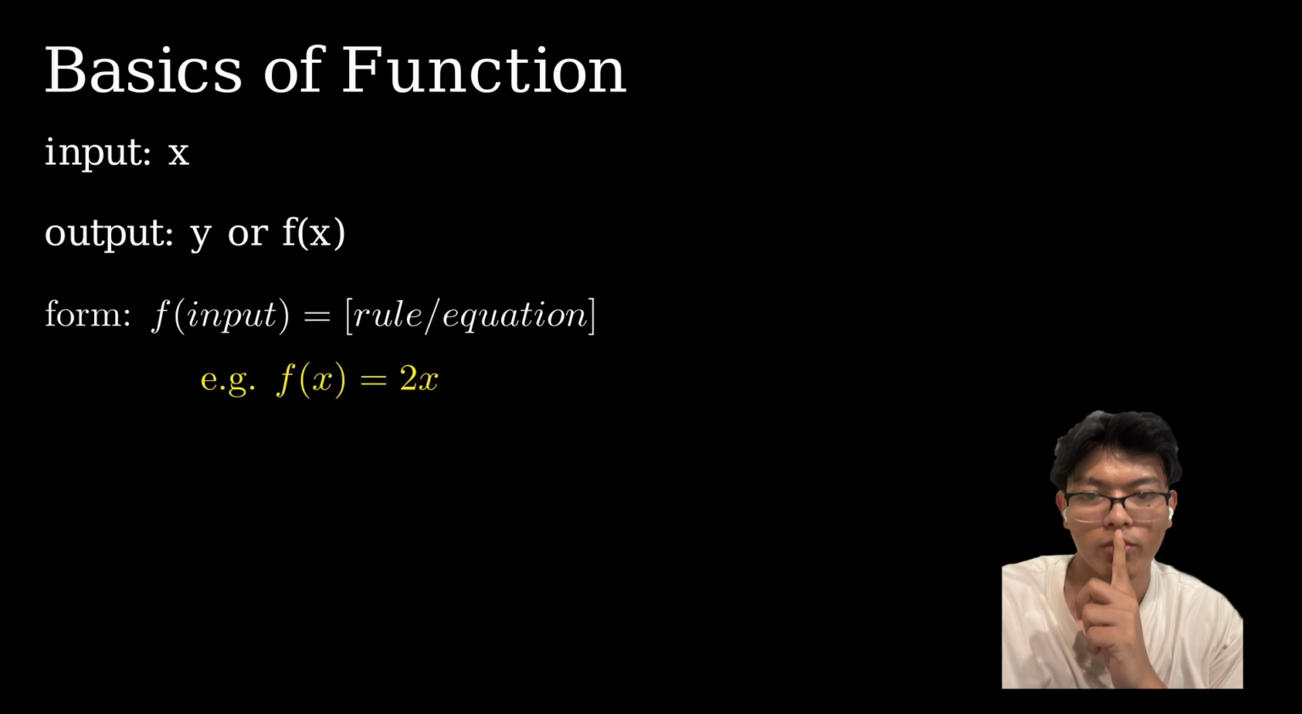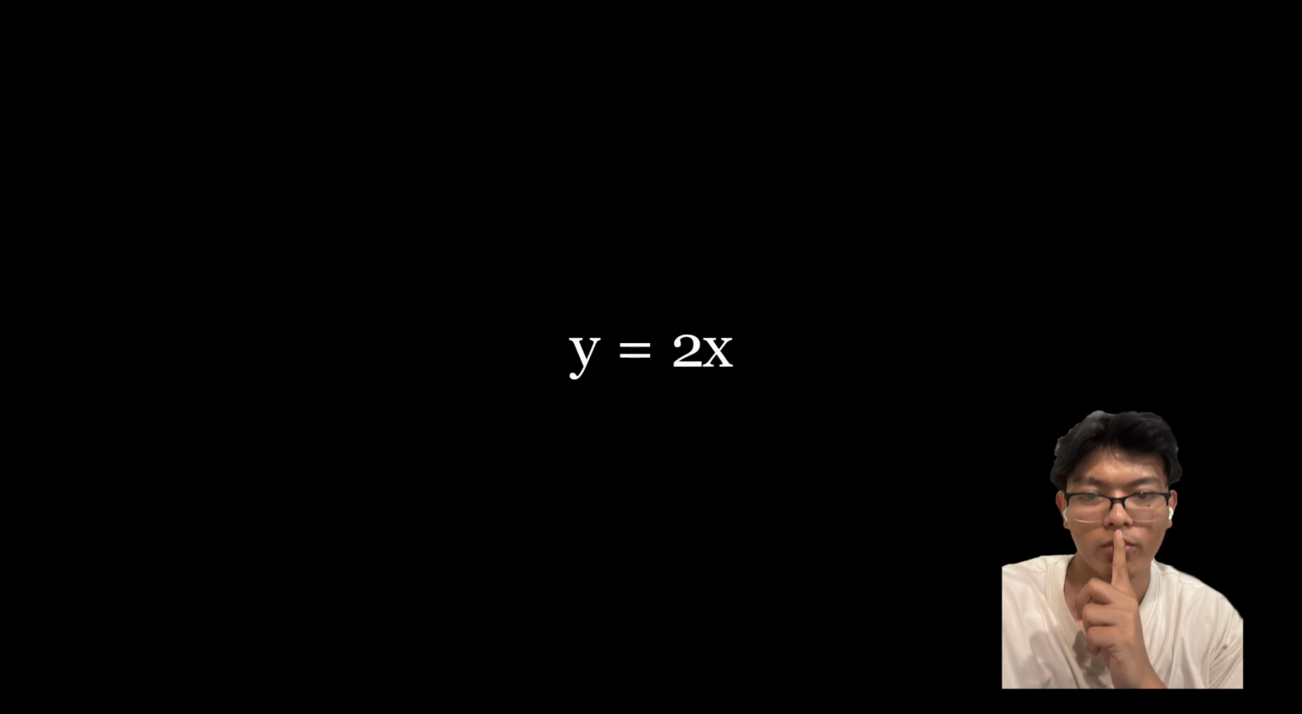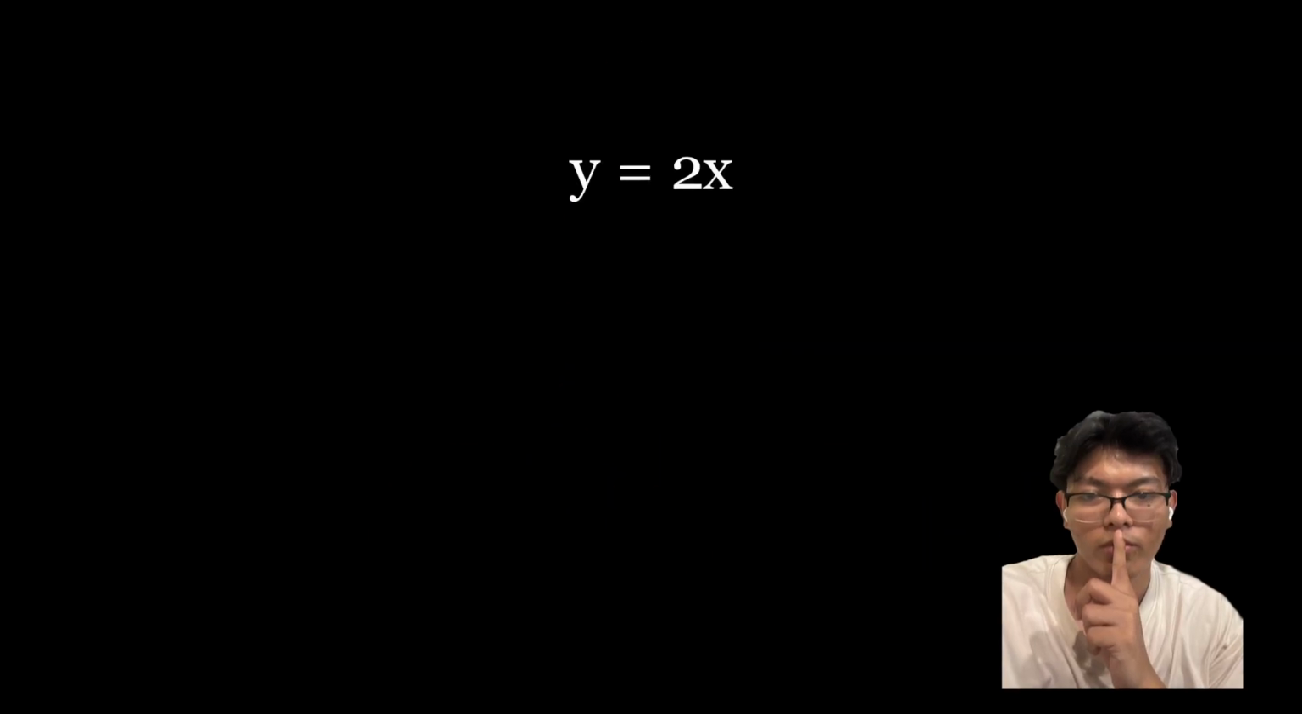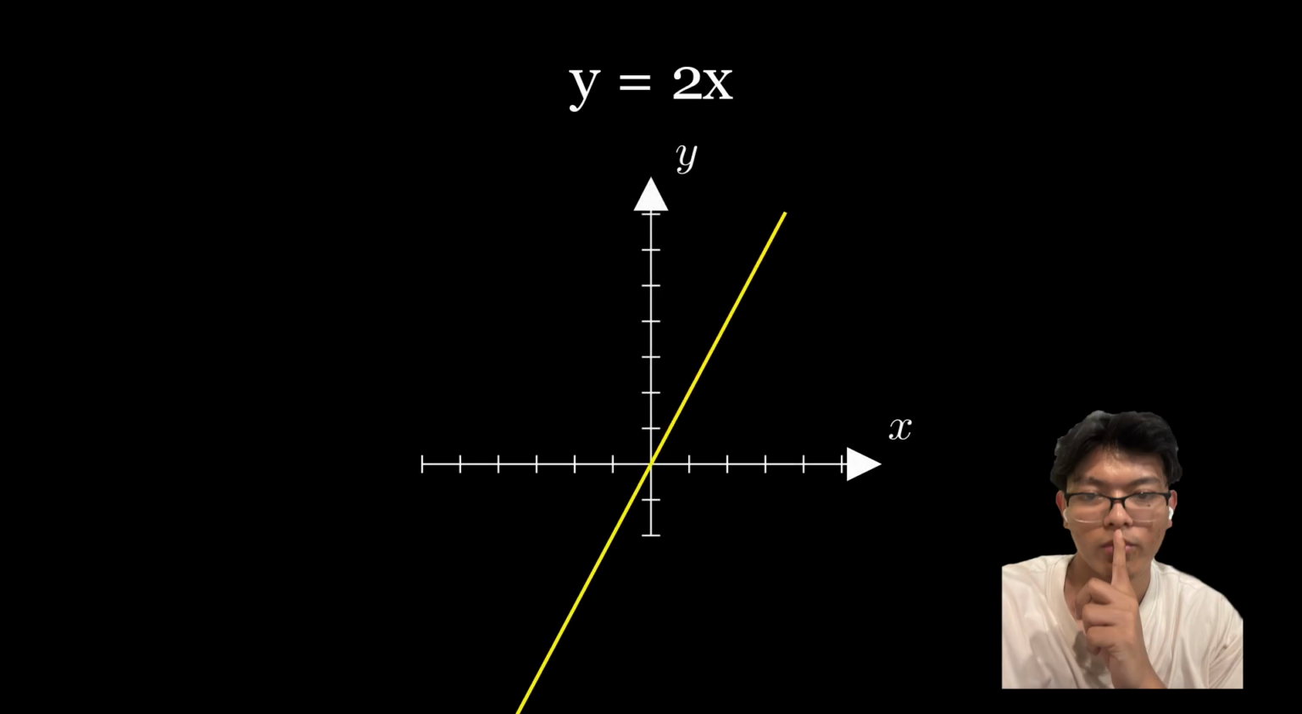For example, if we have the rule y equals 2x, think of it as a doubling machine. It doubles the number that goes into it. Like if we have input as 3, the output will be 3 times 2, which is 6.